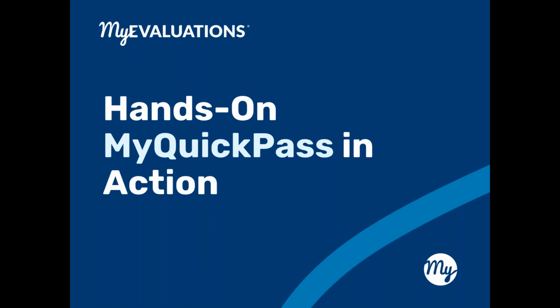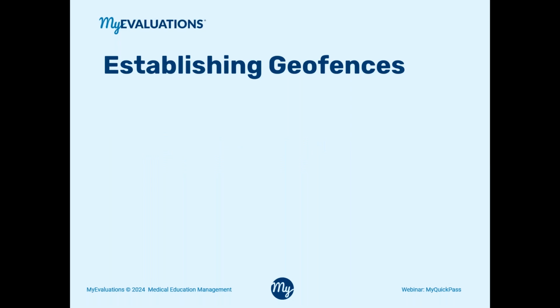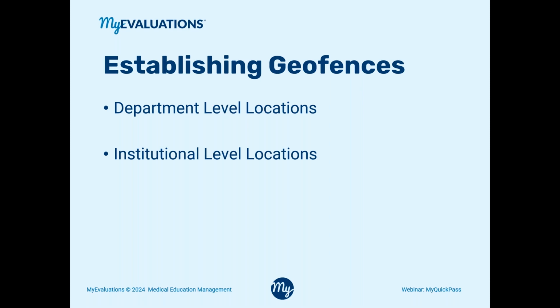So let's now get into the administrative nuts and bolts of how you set up everything with MyQuickPass. The first thing you're going to do is establish your geofence. Geofences can be set up at the department level for the locations that are unique to your department, and they can be set up at the institutional level.